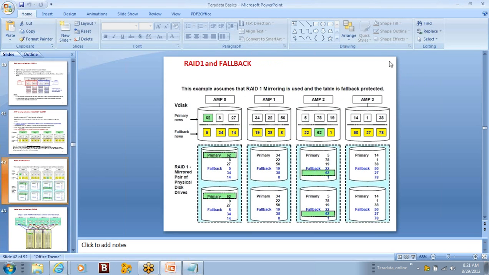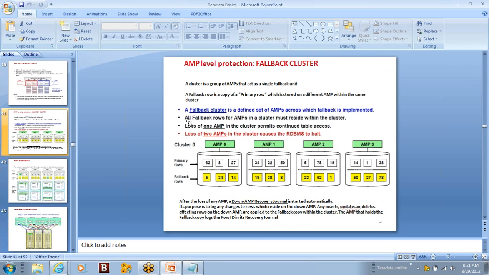Manohar, Pavan here. I have one question. How is the distribution of data on the fallback cluster decided? Like, how is data hashed to the fallback? How will the optimizer know to which fallback cluster data has to go?